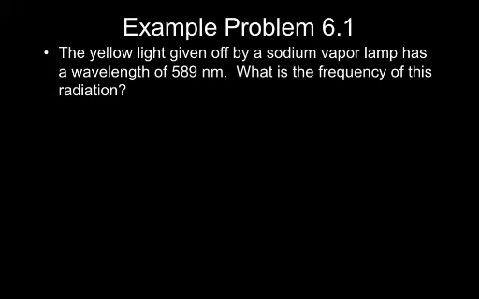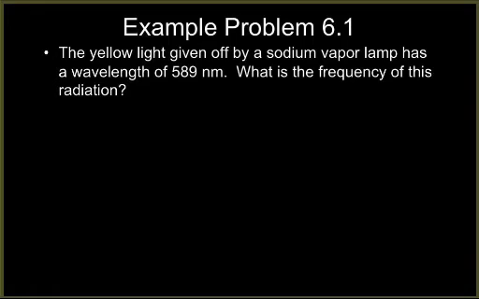So this one says, the yellow light given off by a sodium vapor lamp, so these are old-fashioned street lamps where actually the light came from a sodium vapor, has a wavelength of 589 nanometers. We want to know what is the frequency of this radiation.